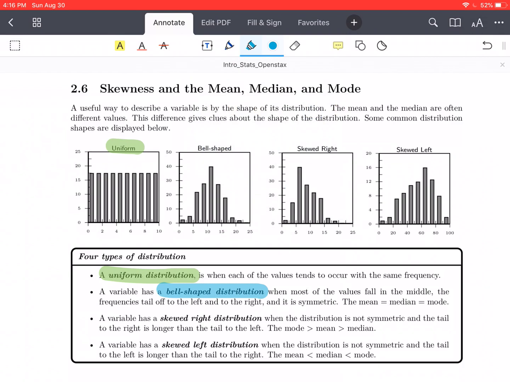That's going to be the most common one that we're going to work with. So bell-shaped because it looks kind of like a bell, right? So that's a bell-shaped distribution. Those we're going to be able to work a lot with. When it comes to the mean, median, and mode, most of the values fall in the middle, and the frequencies tail off to the left and right. It has symmetry between the 2 sides, relatively. And the mean and the median and the mode should all be the same.